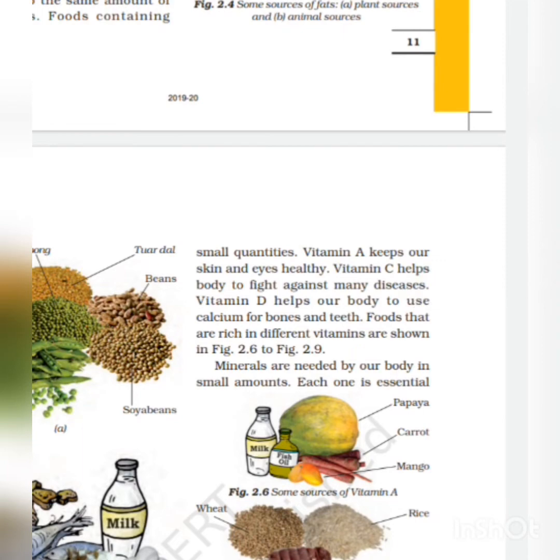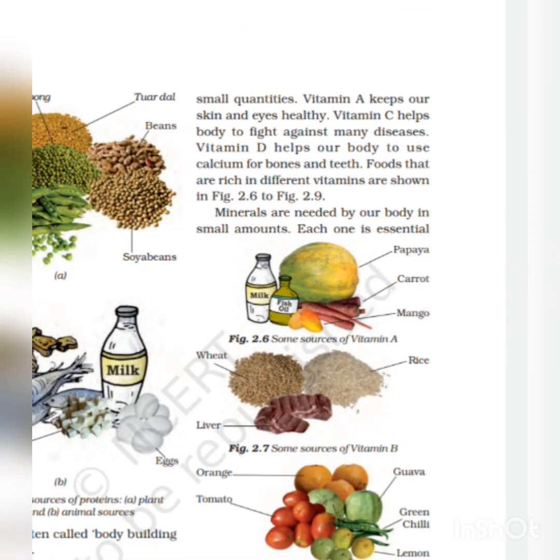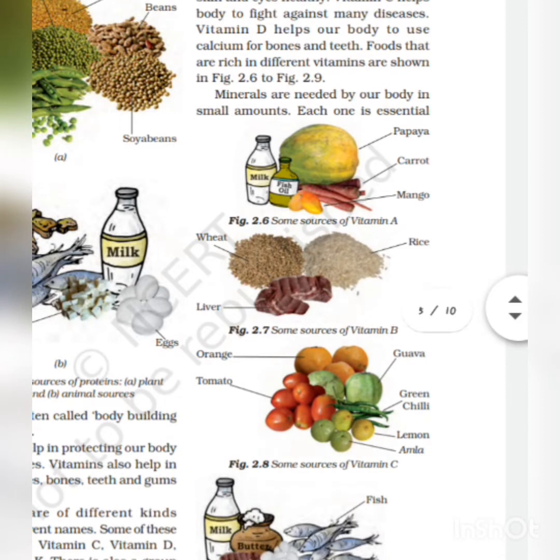then again here there are given vitamin A, vitamin B, vitamin C, vitamin D. So you have to learn the examples of which food contains which nutrient. Okay, you have to learn it. And here, which vitamin keeps our body, skin and eyes healthy? It's vitamin A. Which vitamin helps us to fight against diseases? Vitamin C. Vitamin D is the vitamin or nutrient which helps us to use our calcium for bones and teeth.